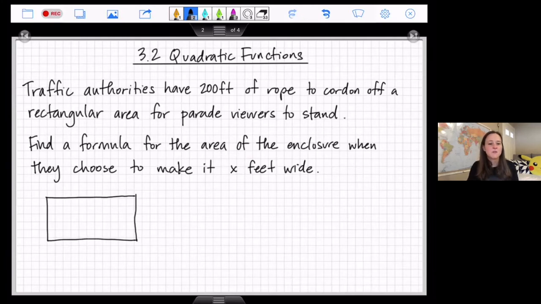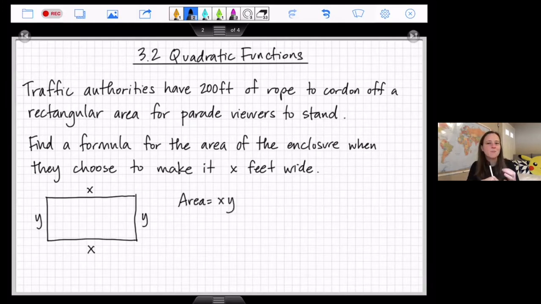All right, so we're going to find a formula for the area when they choose to make it X feet wide. Okay, so we're going to have X feet wide, and that means that this side will also obviously be X feet wide, but then the height of that rectangle will be some other dimension possibly. So we'll call that Y. And then this side would also be Y. All right, so the area of that rectangular enclosure, it's just a rectangle. So we'll just say length times width, X times Y.